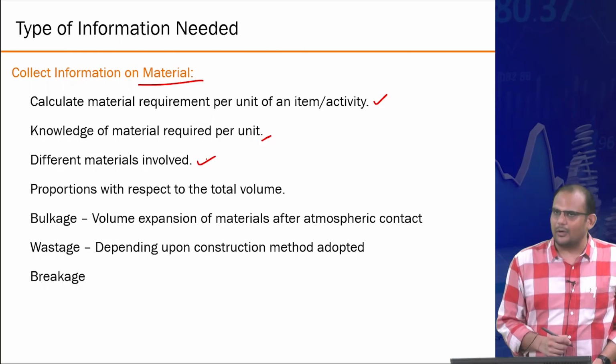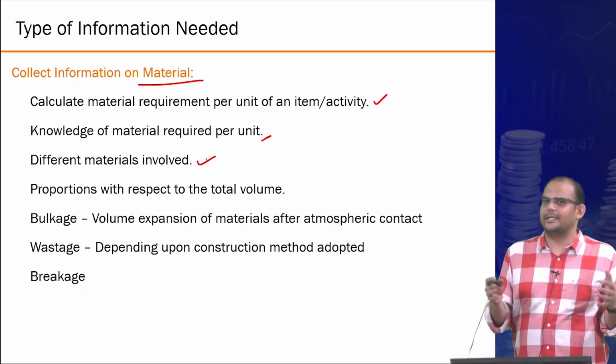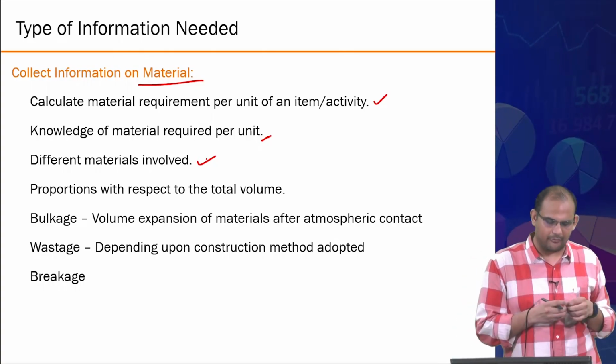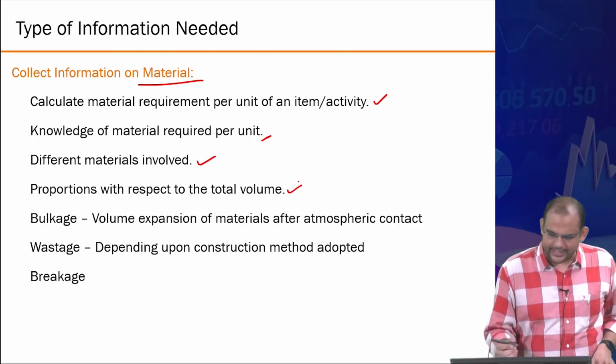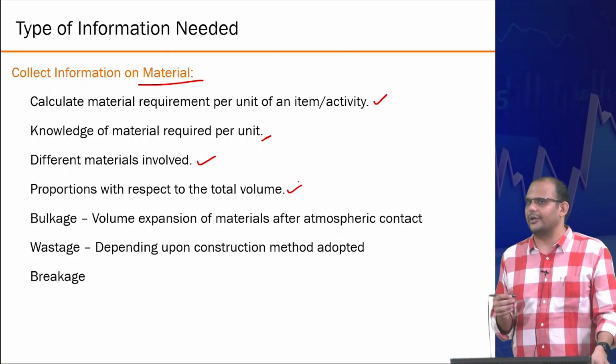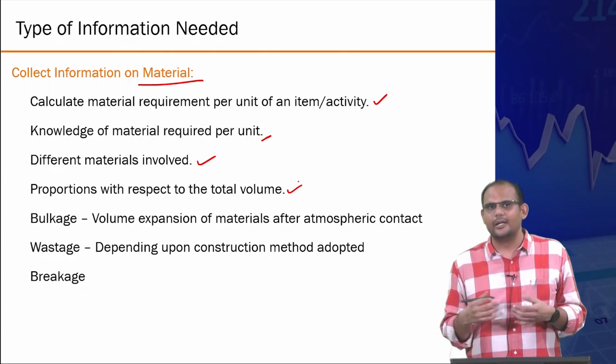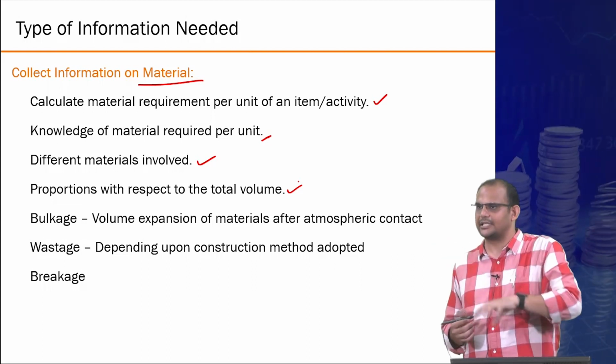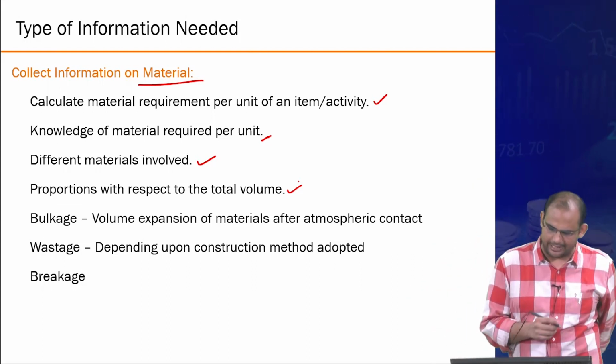Different materials are involved, and you need to have an idea. You cannot be just going blind. Every activity has different types of material requirements, with different proportions with respect to total volume. Sometimes, if you are dealing with cubic meter as a unit, then 10% of it is this, 10% of this, and 10 to 20% is this material. All those ratios you need to have.